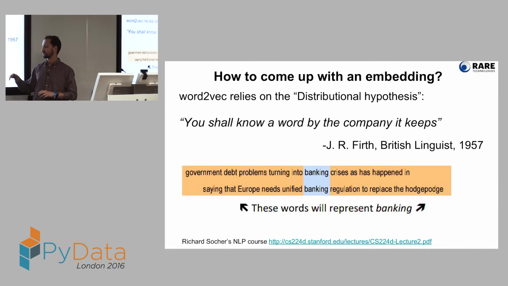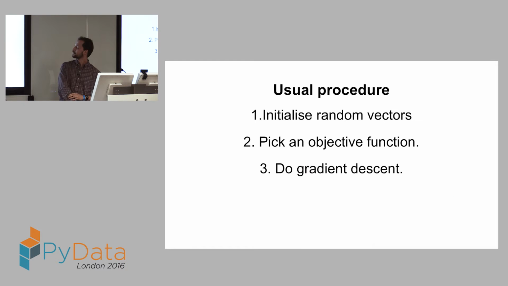So these words, like debt, regulation, and so on, should define banking in my word embedding, if I decide to base it on this distributional hypothesis. So we have this idea that similar words which have similar company should be together. But how do I actually come up with numbers? Just how we come up with anything in machine learning these days, we start with some random vectors, pick an objective function to have similar words together, and do gradient descent on that. And eventually we run out of patience and we have a good enough model, right?